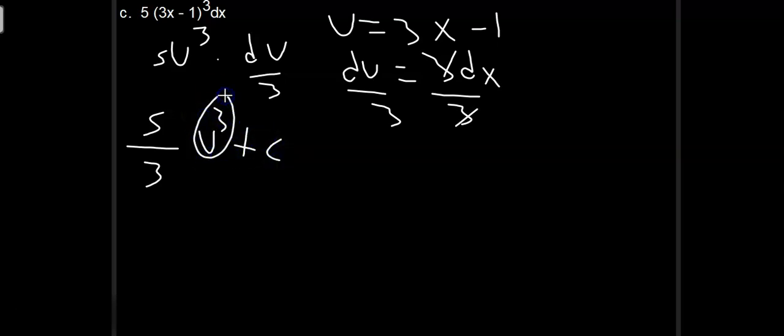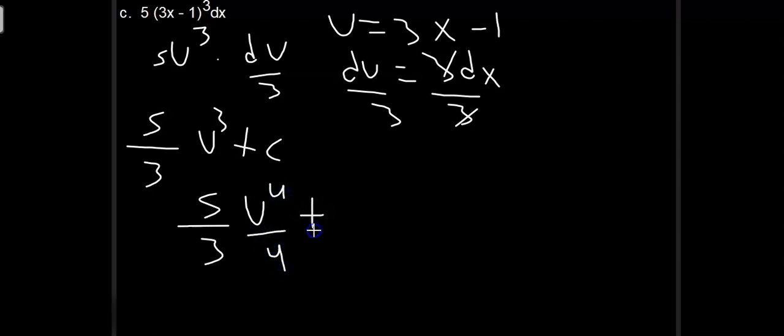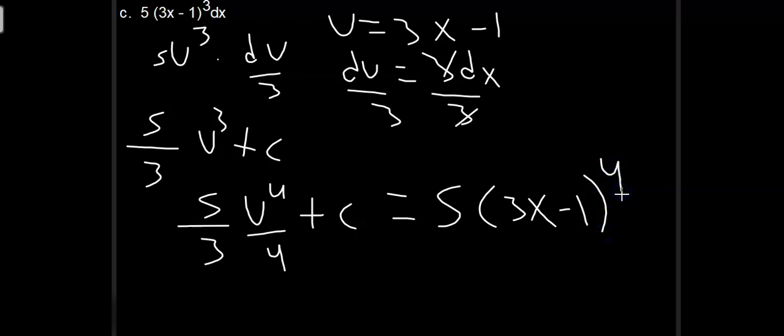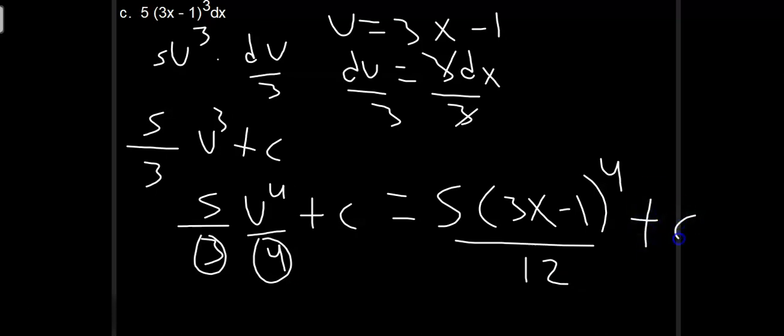Now I want to integrate this part. When I integrate that part, it will be 5 over 3, the whole u, so 3 plus 1 is 4 over 4, and plus c. And then lastly, I want to write 3x minus 1 instead of u. And then I'm just going to multiply this 3 by 4, and then it will be 12. So this is it, and this is all you have to do. And lastly, just don't forget to add this c.